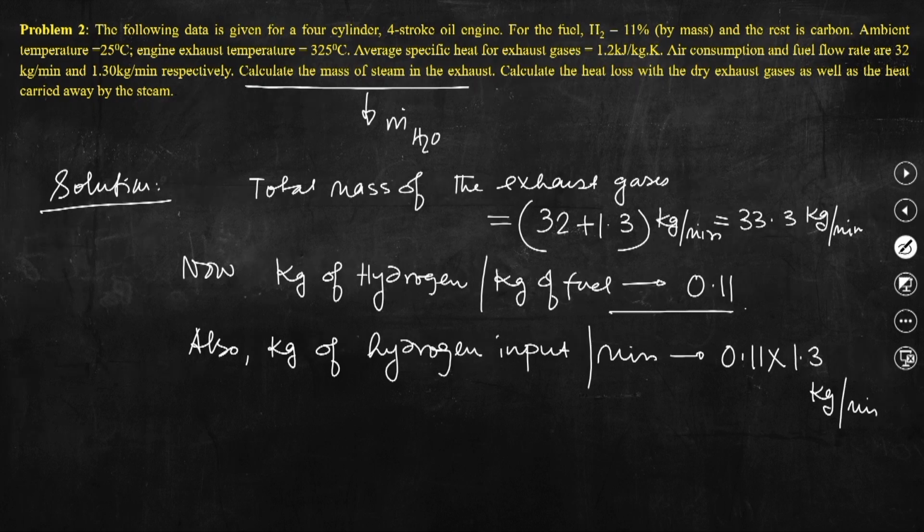So, this is that if we supply 1 kg of fuel, then the kg of hydrogen is 0.11, that we can see from the previous line. That means we need to supply 1.3 kg of fuel per minute. So, essentially kg of hydrogen input per minute should be equal to 0.11 into 1.3 kg per minute. So, this is the value.